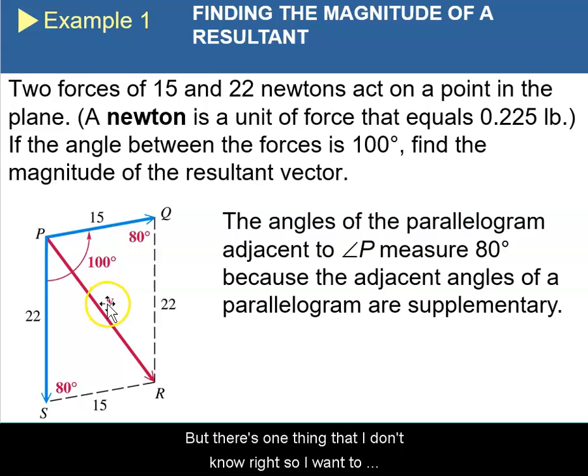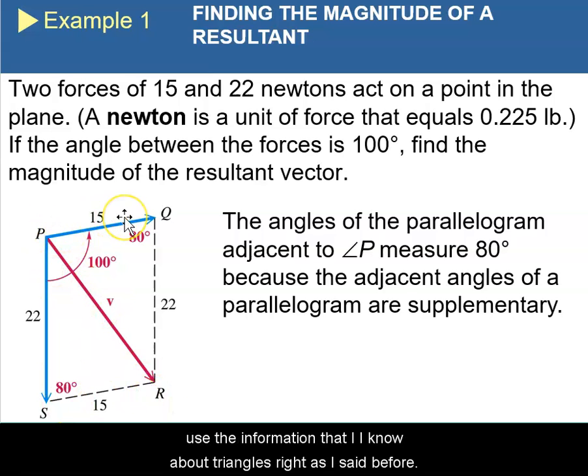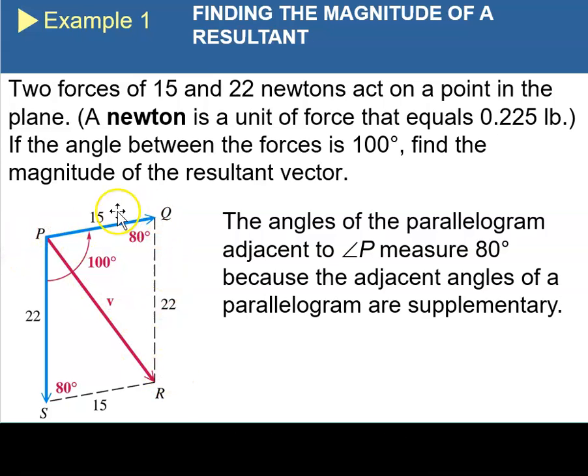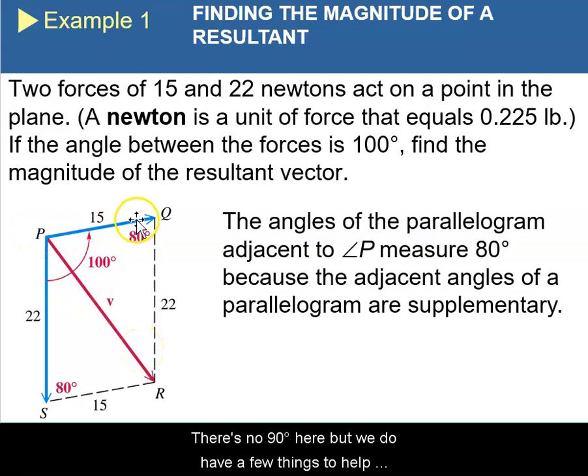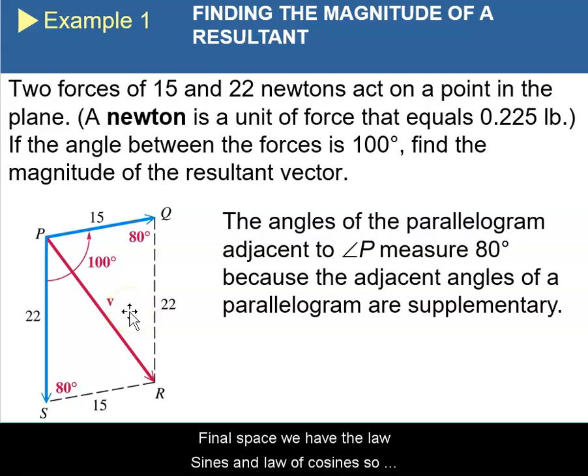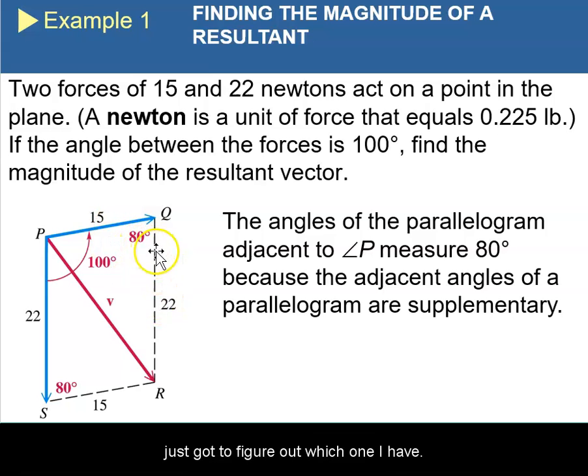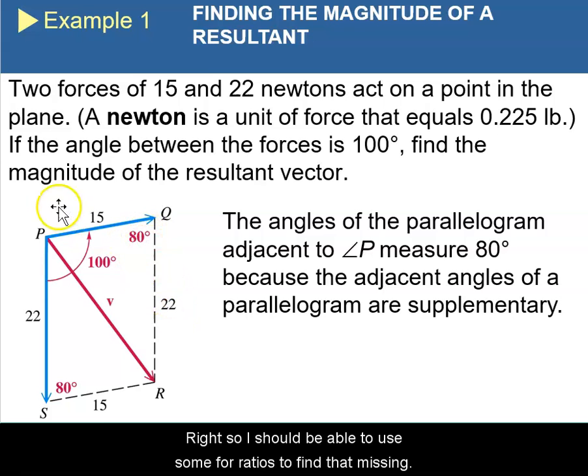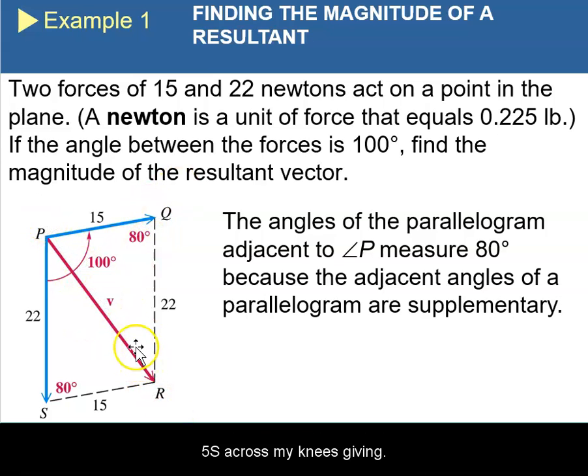Now that I know these are 80, I have a lot of information, but there's one thing that I don't know. So I want to use some information that I know about triangles, because whenever you have vectors, you have triangles. There's no 90 degrees here, but we still have a few things to help us figure out information regarding triangles. We have the law of sines and law of cosines, so we just have to figure out which one is appropriate. I have a side, an angle, and a side, so I should be able to use some sort of ratio to find that missing side that's across one of these given angles.